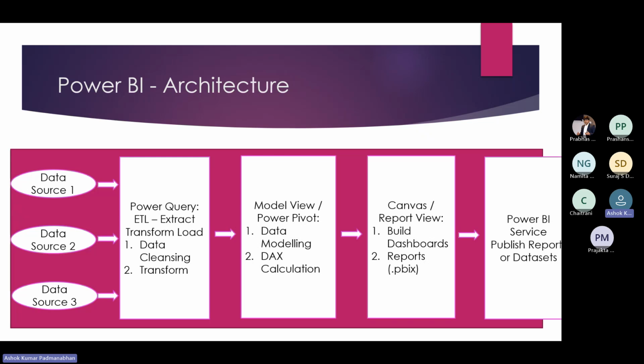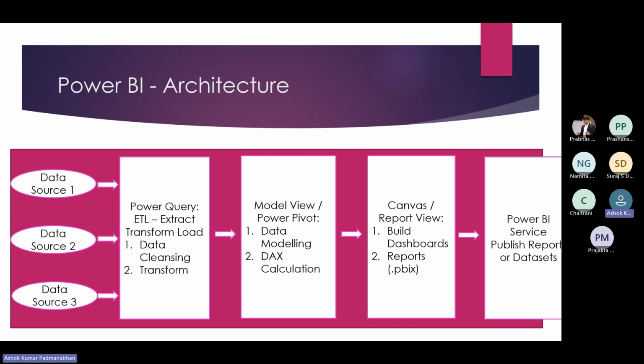All the junk characters, all the blanks, all the null values, if a column does not have a proper value, everything we correct in Power Query. And then we load the data into the Power BI desktop. Once this data has been loaded to the Power BI desktop, then we go for the next level of data modeling. What do you mean by data modeling? Sometimes they will call it Power Pivot or model view.